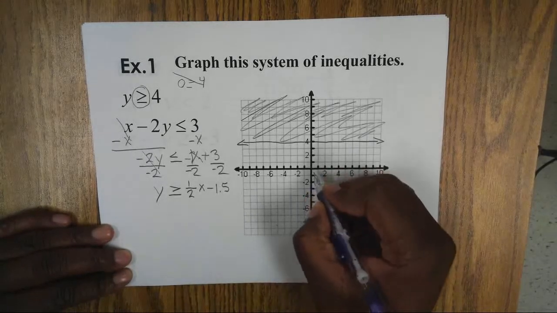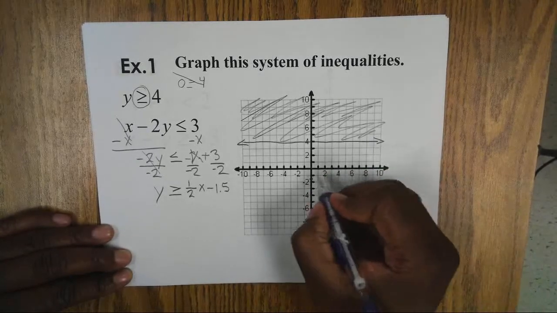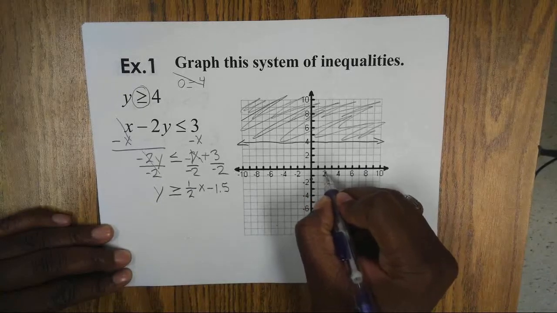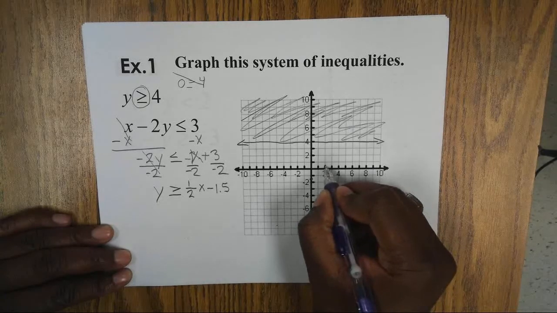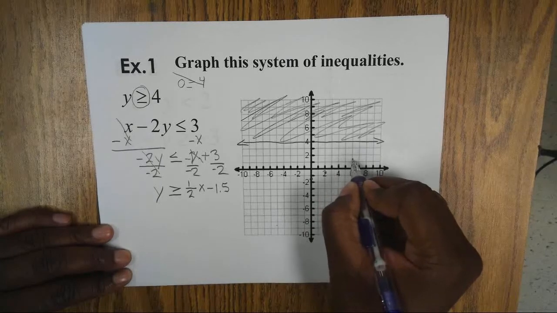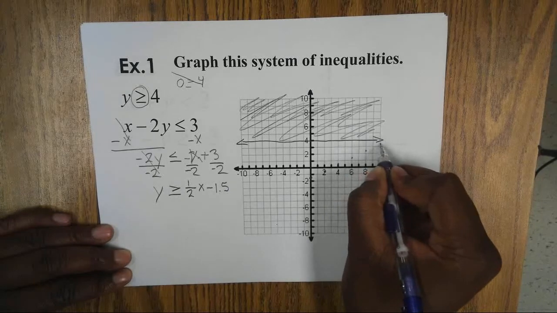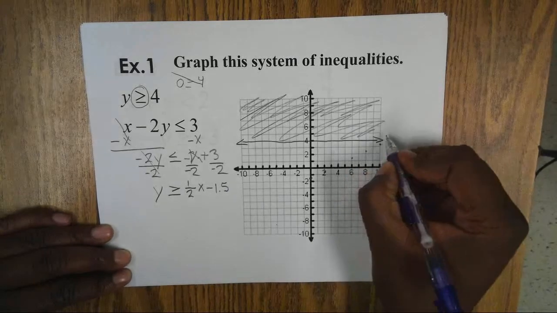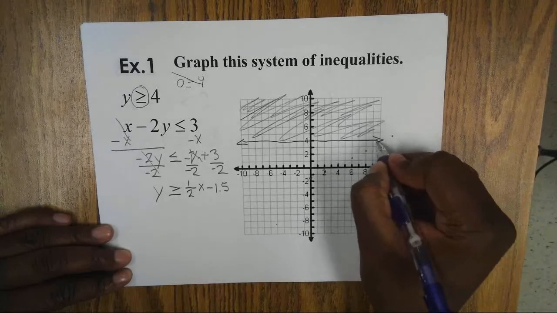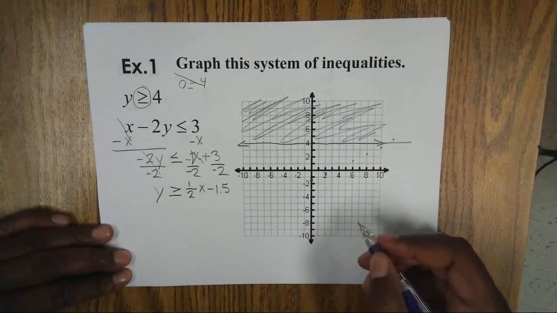I'm going to start at -1.5, which is right here. I'm going to make a point. Now I'm going to go up 1, and then I'm going to go to the right 2. And I have a point there. Then I'm going to keep going up 1, to the right 2, several more times. Now, I carried it out that far because I want to make sure I get my intersection.